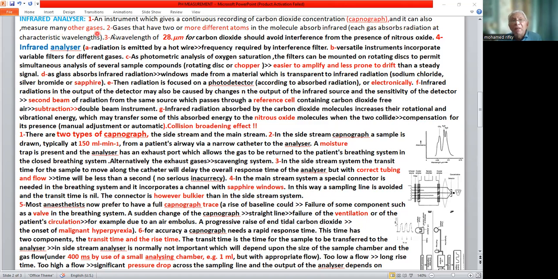It also can measure other gases that have 2 or more different atoms in the molecule, so carbon dioxide, nitrous oxide, for instance, not oxygen. Two dissimilar atoms can absorb infrared rays. In case of CO2, we ought to memorize this wavelength, which is 4.28 micrometer for CO2. This is specific for CO2.